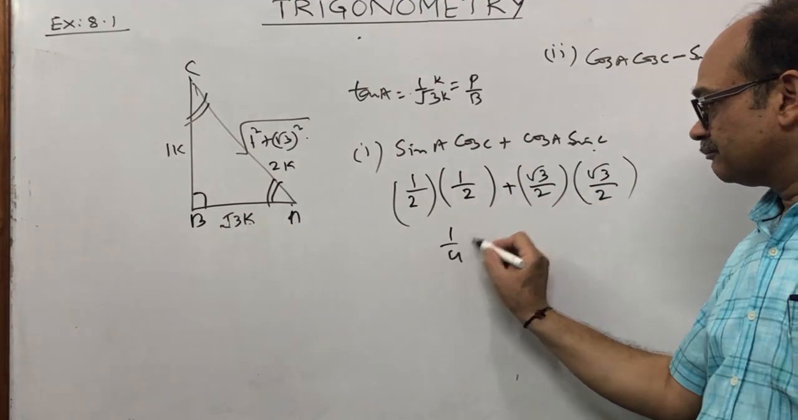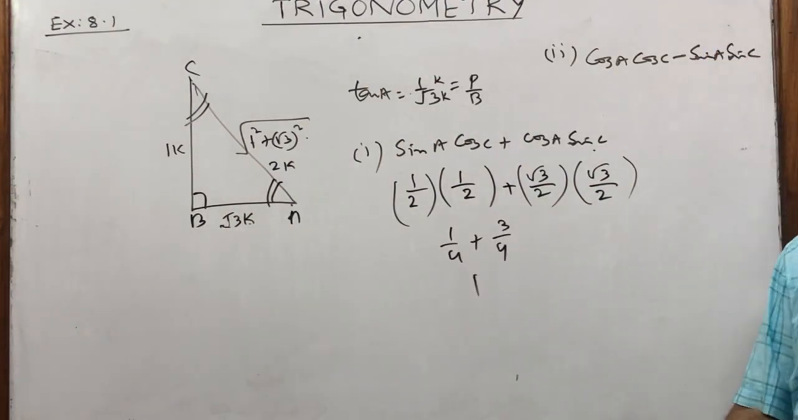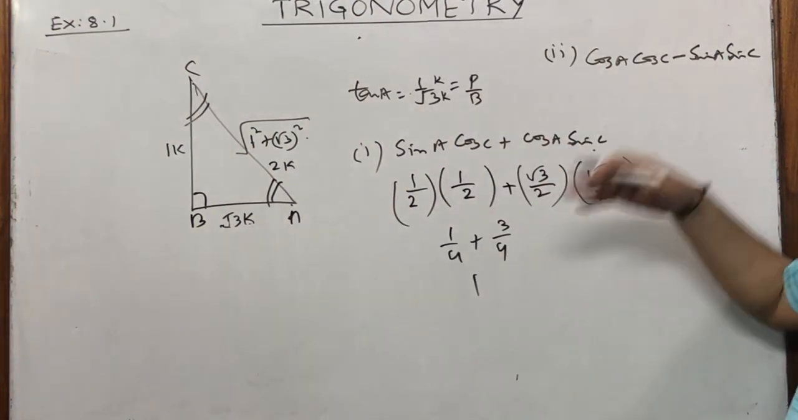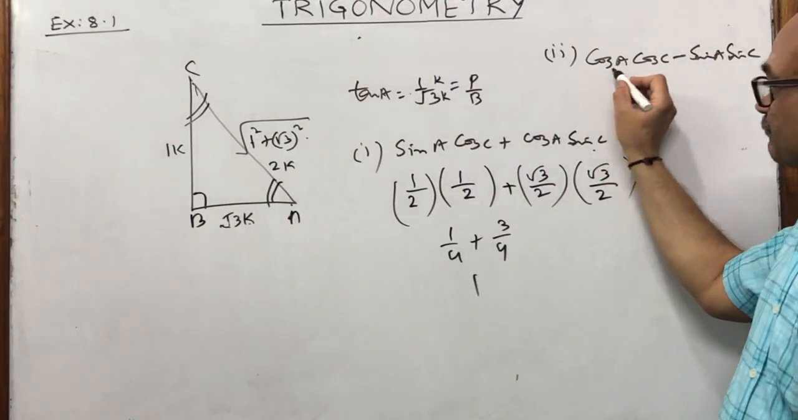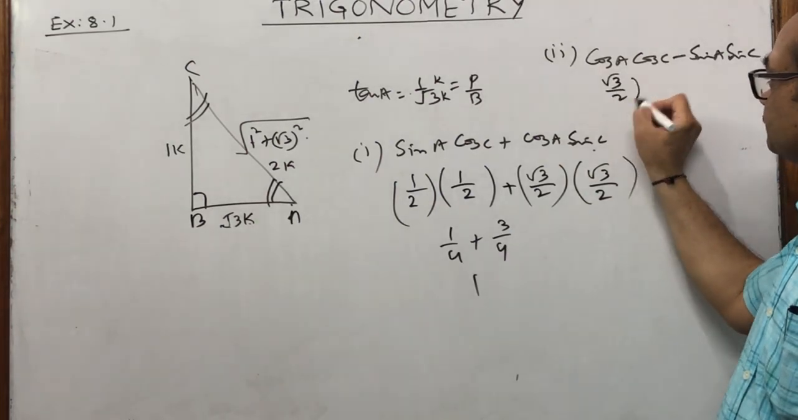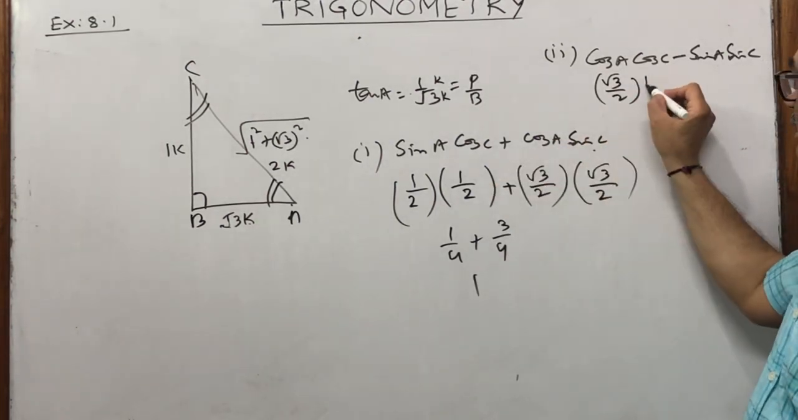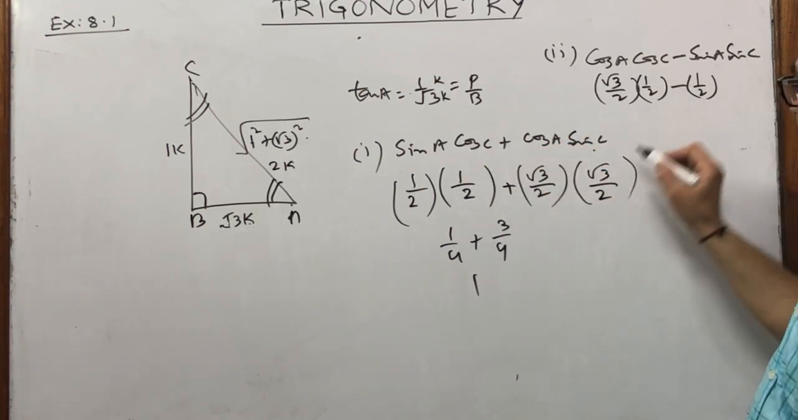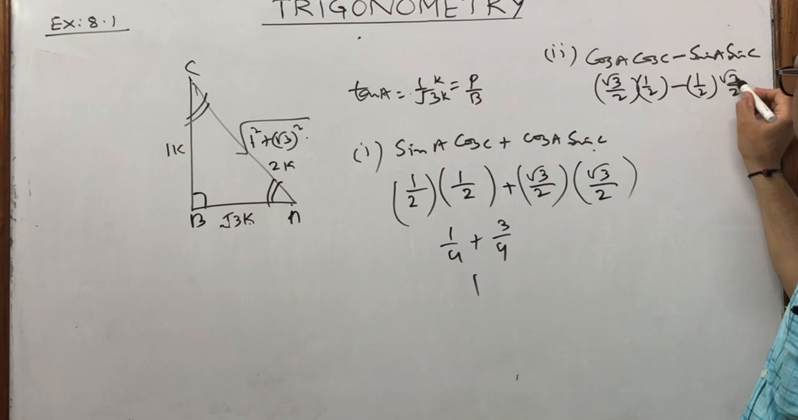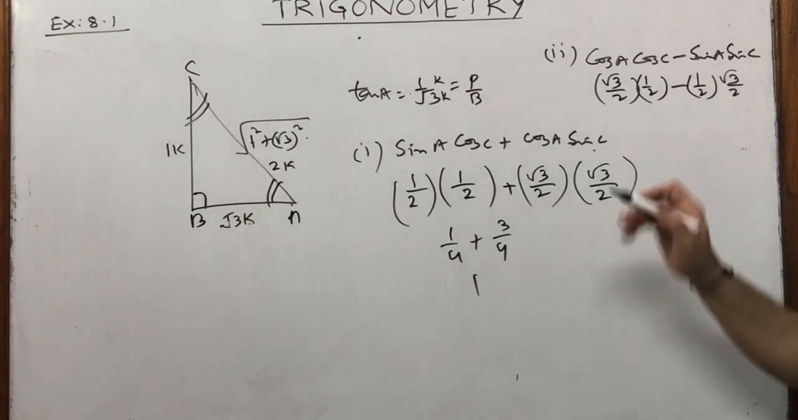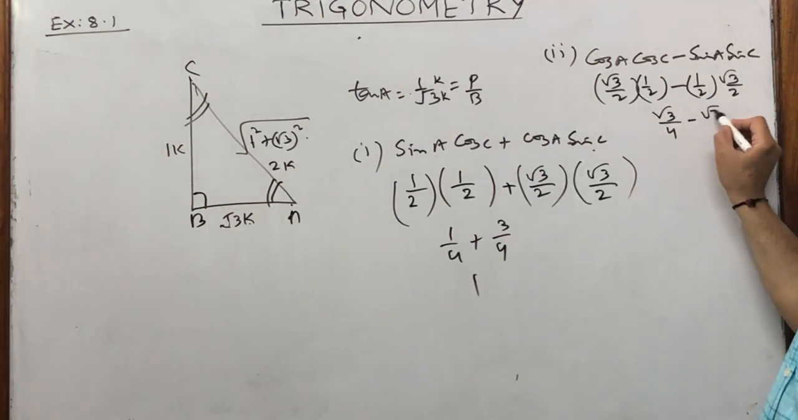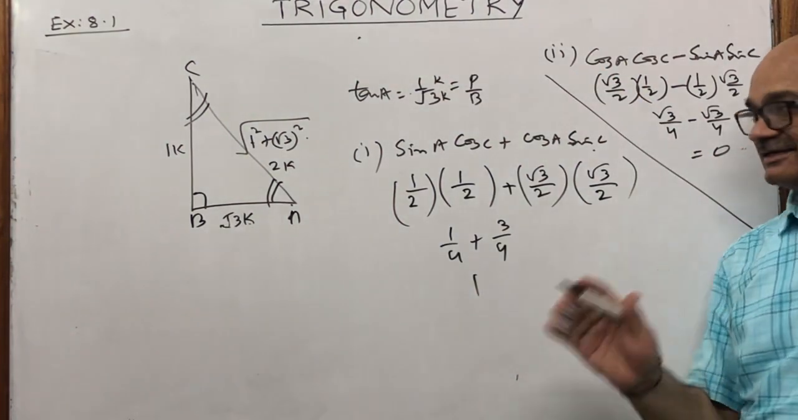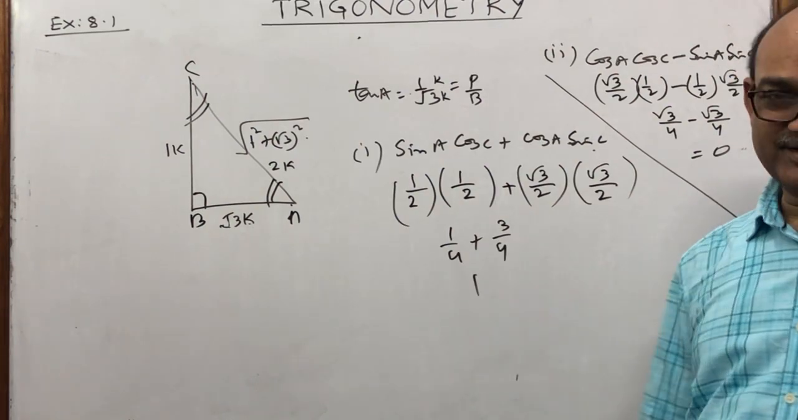1 by 4 plus 3 by 4, answer is equal to 1. For this expression, answer is 1. Now for the other expression, cos A, you know cos A already, root 3 by 2. Cos C, you know, is half. Minus sin A is half, and sin C is root 3 by 2. Now tell me what will be the product. Root 3 by 4 minus root 3 by 4, it means we are getting 0. For the second answer, 0, first part 1. Correct?